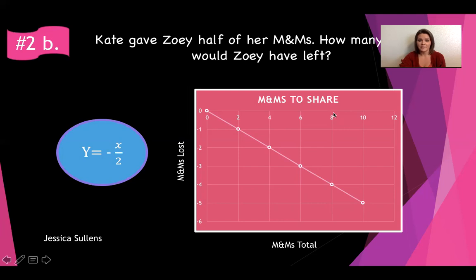She had 8 M&Ms, 8 over 2, remember a negative, and that would divide down, and our y would equal 4. So she would have 4 M&Ms left.